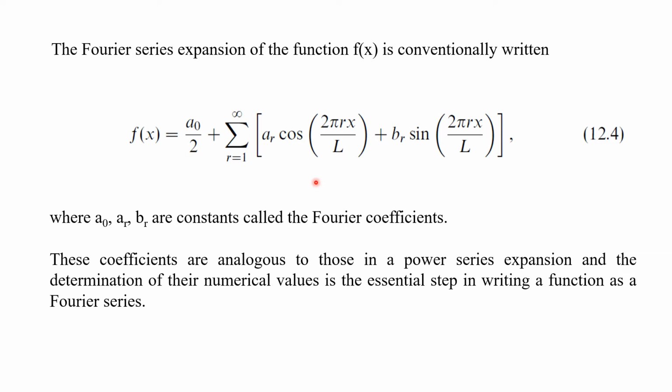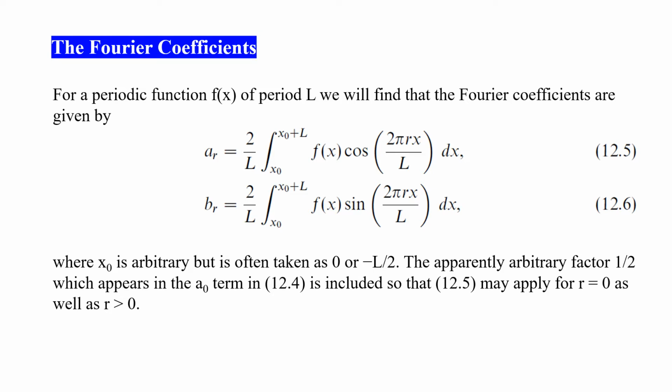These coefficients are analogous to those in a Fourier series expansion, and the determination of their numerical values is the essential step in writing a function as a Fourier series. Our next job is to find what a naught, ar, and br are. Now let us find out what your Fourier coefficients are.